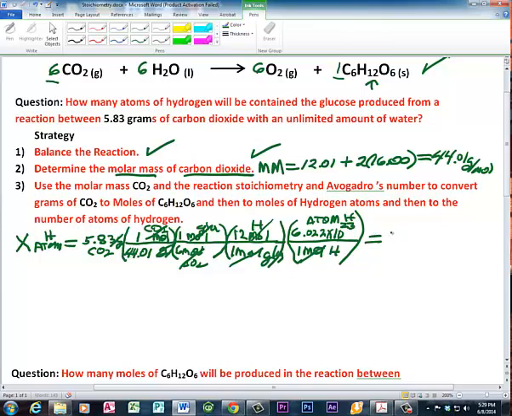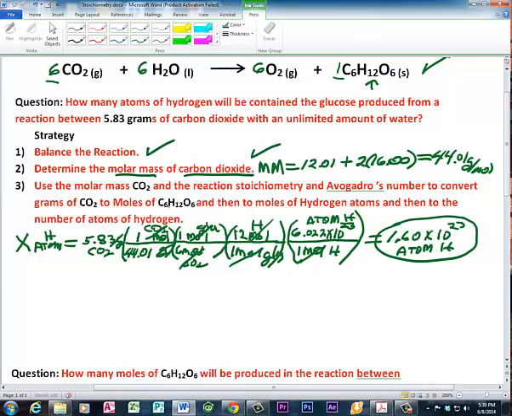Now, to do this in your calculator, you just take 5.83 divided by 44.01, because there's no sense in multiplying by 1. So 5.83 divided by 44.01 divided by 6 moles times 12 divided by 1 times Avogadro's number. And when I do that, I get 1.60 times 10 to the 23rd atoms of hydrogen. So that's how many atoms of hydrogen are produced in a reaction of 5.83 grams of CO2 with an unlimited amount of water.